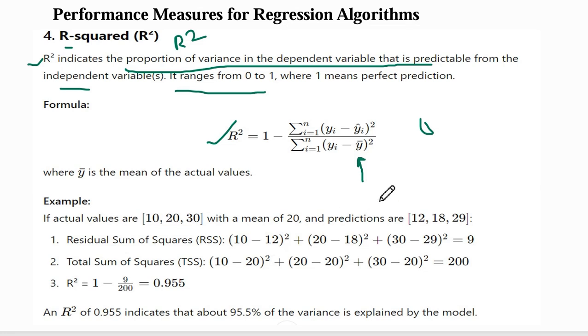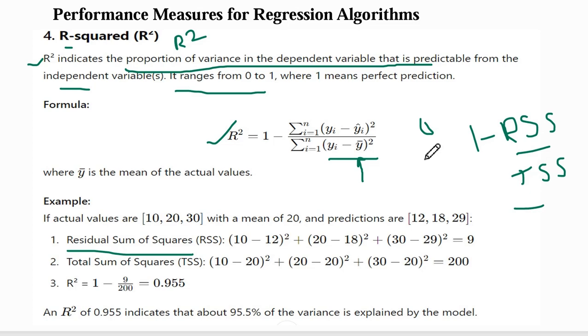Now the denominator, (yi minus y bar) whole square, we can also call the total sum of the squares. The numerator, (yi minus y hat) whole square, we can also call the residual sum of the squares. That means we can simplify this as 1 minus RSS by TSS. We can also write the equation like this: 1 minus residual sum of the squares by total sum of the squares is the equation for R square.